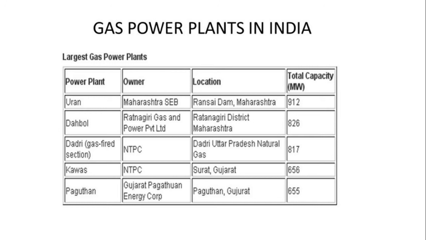Gas power plants in India are majorly in Gujarat and Maharashtra. You can see over here. It is in Surat, Paguthan, Dadri, Ratnagiri, Dhansai Dam. Okay, the capacity is also given over there.